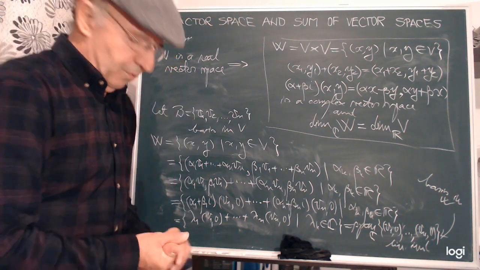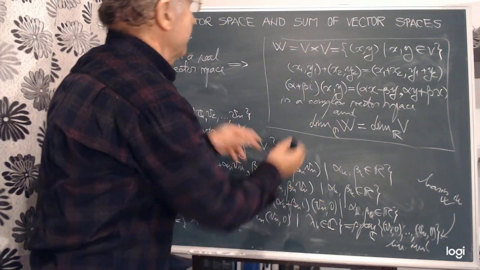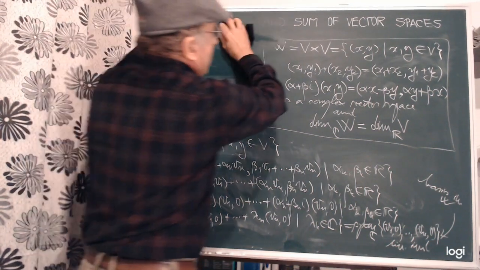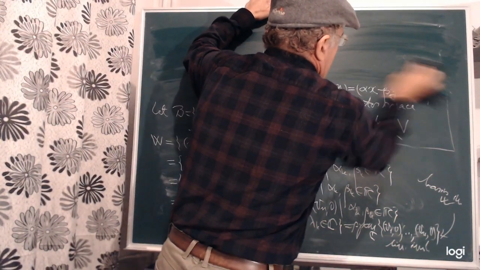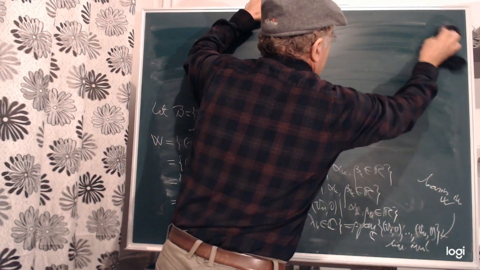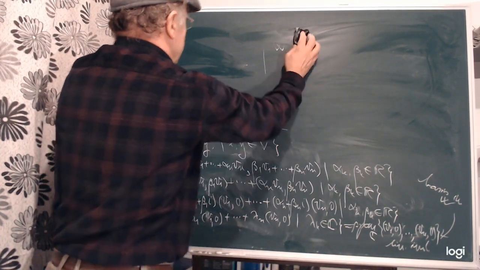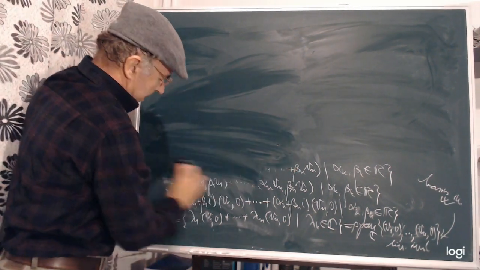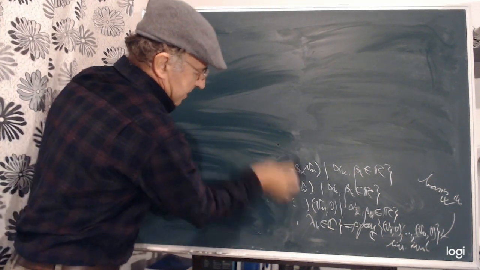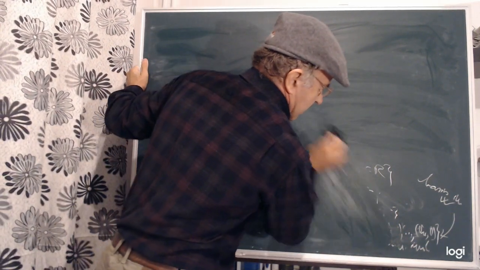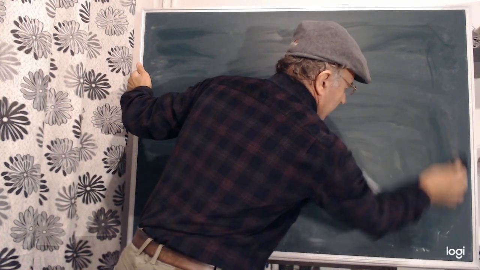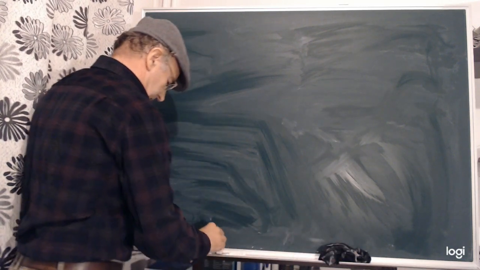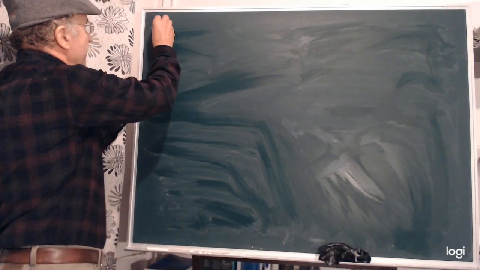Now we go to the sum. Well, firstly, the sum of vector spaces. For this, we consider two subspaces of a vector space, and we define their sum, which is again a subspace, and we will prove a formula for the dimension of the sum of the subspaces. Theorem.